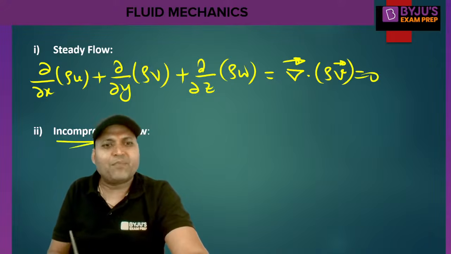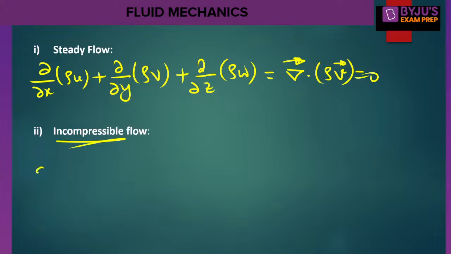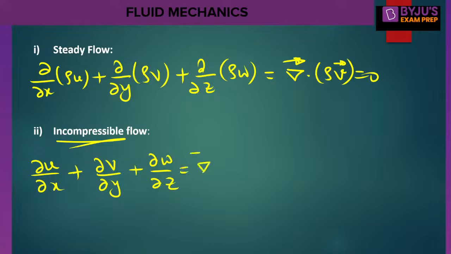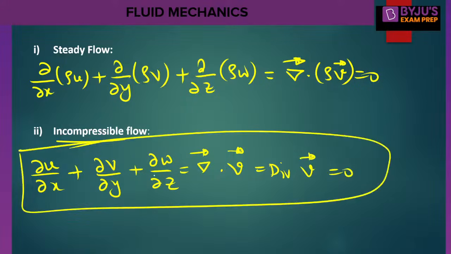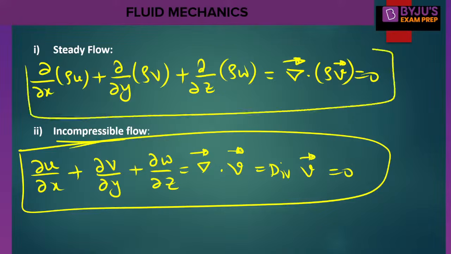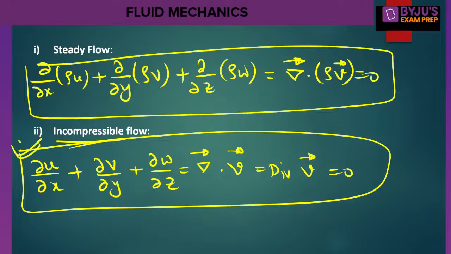If the flow is incompressible, del u by del x plus del v by del y plus del w by del z, we can call it as del dot v, that is divergence of v, is equal to 0. That is the condition, that is the continuity equation for incompressible flow. This is very, very important.